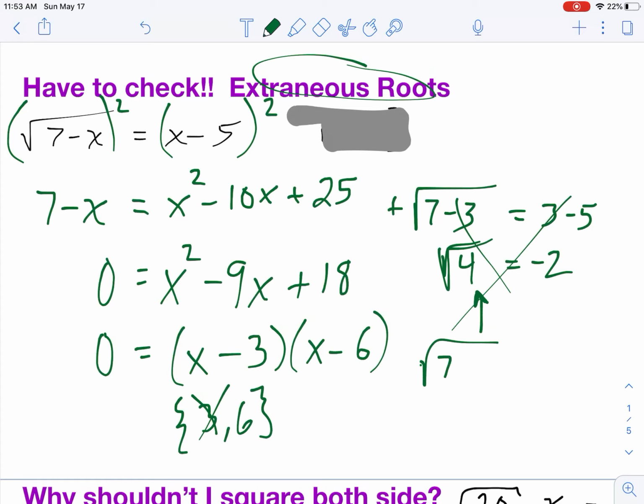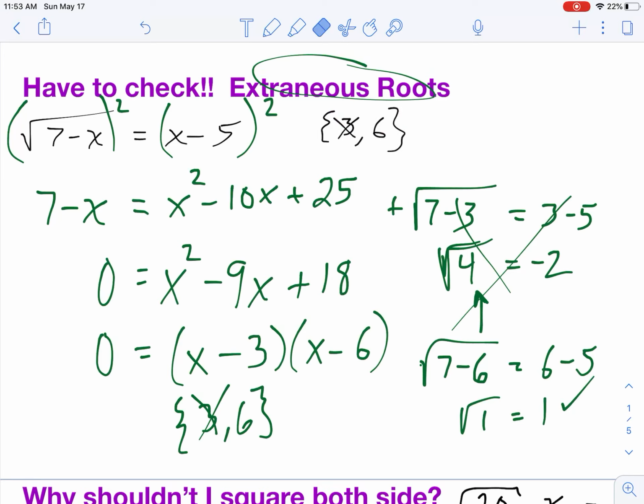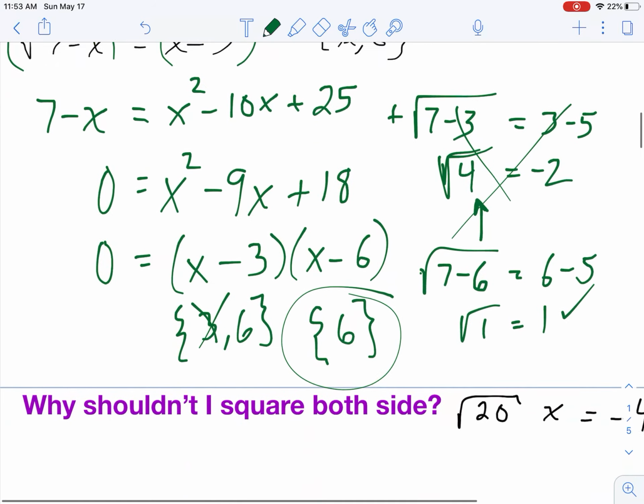Now let's check the other one. The square root of 7 minus 6 equals 6 minus 5. Yep, square root of 1 equals 1. Cool. All right, so there's actually only one solution here. 3 is an extraneous root. 6 is the solution to this problem. That's why you have to check.